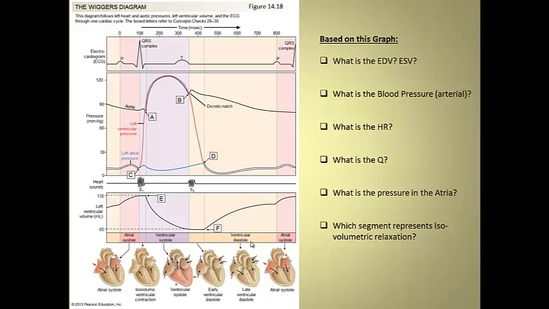So I just put together, again, a few questions you can think about here. Again, what is end diastolic volume? What about ESV? What's arterial blood pressure? In this case, you can figure out what the heart rate is. If you know heart rate, what is the cardiac output? What's the pressure in the atria? And which segment here represents isovolumetric relaxation? Now, there are a number of other questions you can come up with, but those are some good starters.